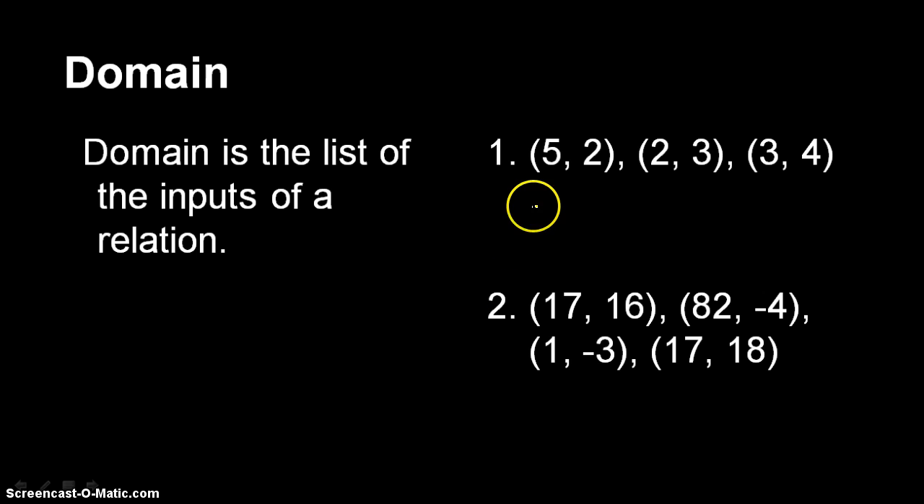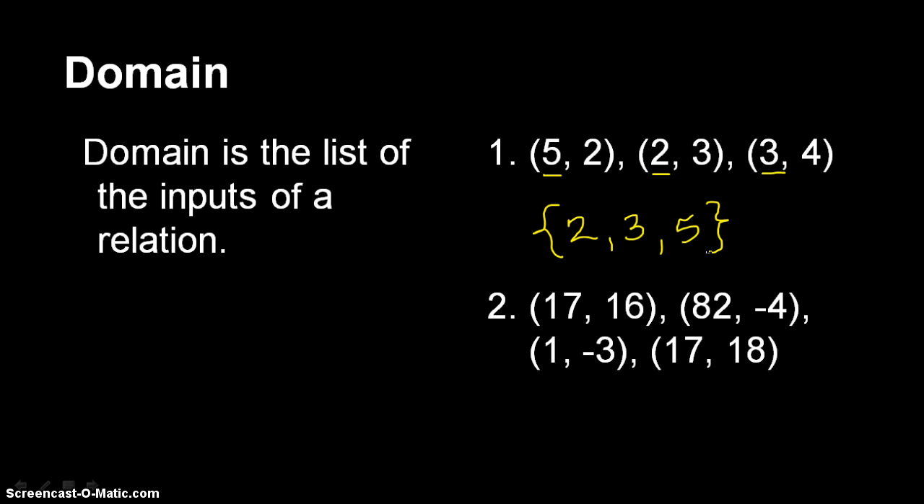In these examples, we have 5, 2, and 3. So once again, these are not in number order. So when you list the domain, put them in number order. It would be 2, 3, and 5.